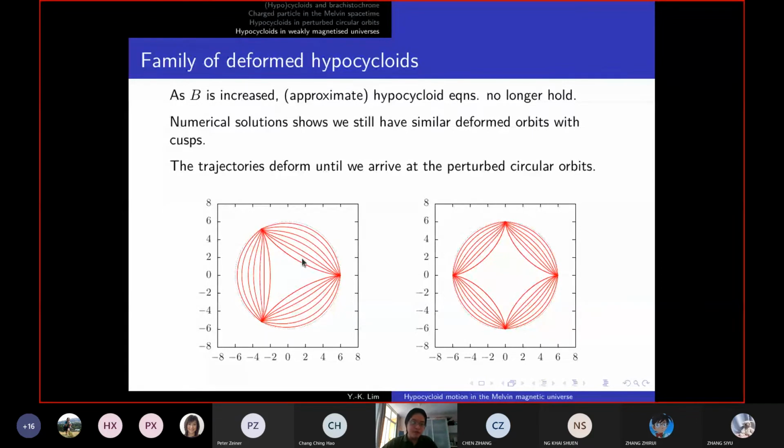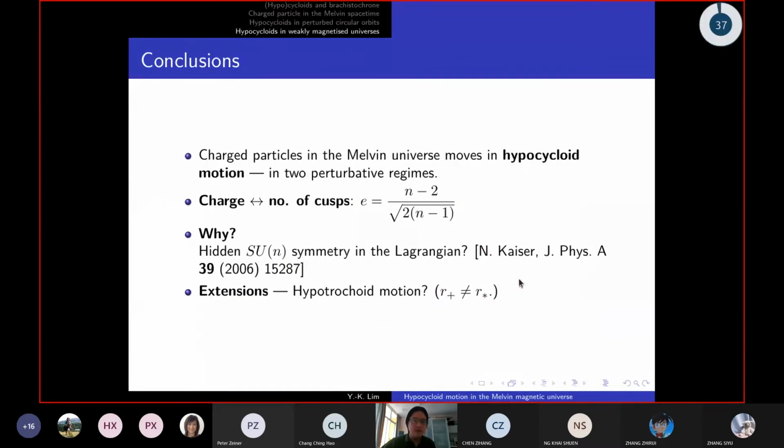So essentially, this is numerical evidence that there exists a family of curves. If I increase the B, I go from one extreme to the other extreme, right? You can do it for n equals 3, n equals 4, and so on, and you'll get something similar all the time.